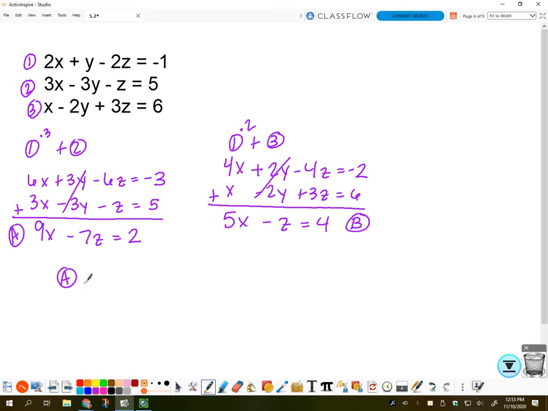So I can take A and add B to it. If I multiply by 7, those z's will go away. So A is going to stay. 7 times 5 is 35.